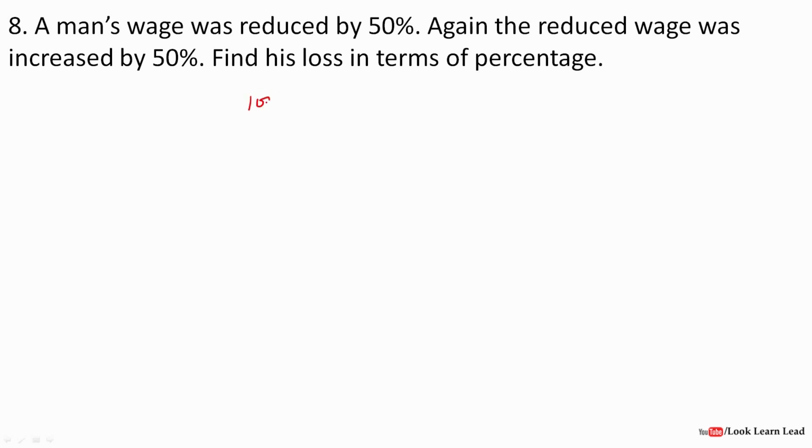So let's see. Initially he had 100 rupees. His wage was reduced by 50%. So he has 50. Reduced by 50 means 50% has been reduced. After that, another 50% has been increased. So now what is the 50% of 50? It is 25. So plus 25, which is equal to 75. Now find the loss in terms of percentage. So what is the loss between the original and the final? It is 25%. So the loss is 25%. Next.